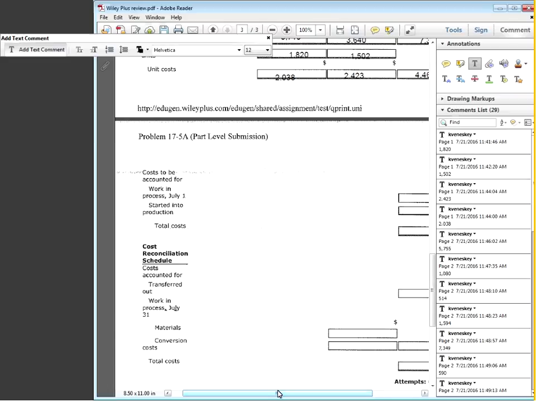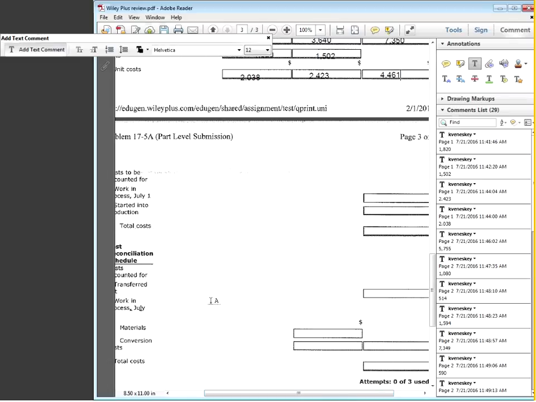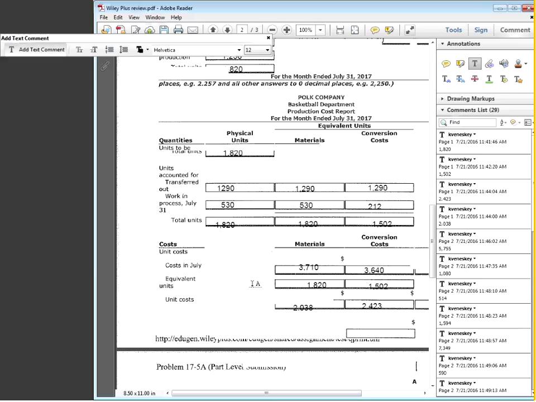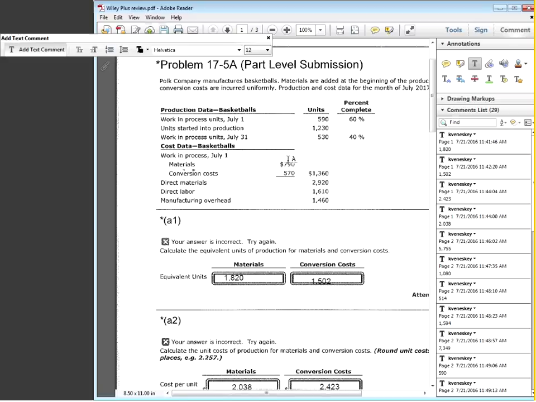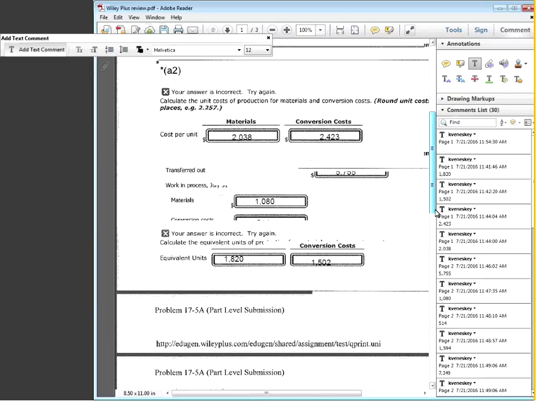Our next number here is looking for cost to be accounted for work in process in July 1. Okay. So come back up here. Work in process for July 1. Let's add up the 790 plus the 570. I get 1360.